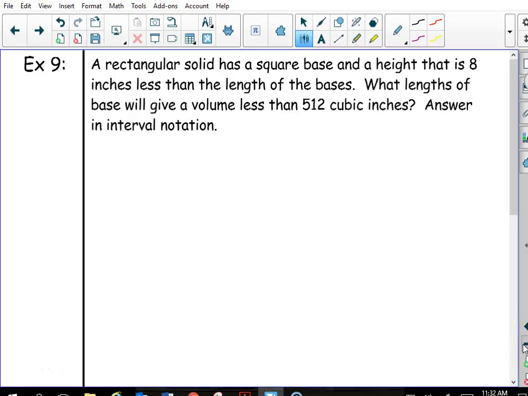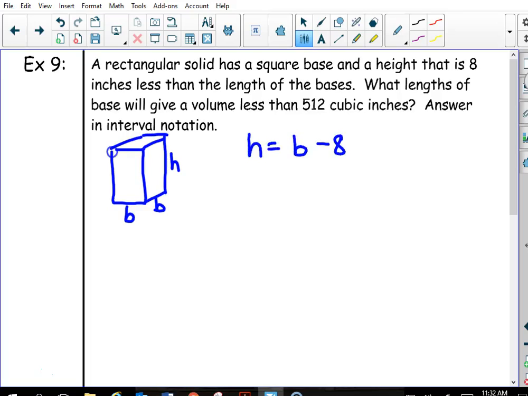Then we're going to end up with a couple of word problems, and this one's very similar to one that we've seen before. We've got a rectangular solid that has a square base and some height. And we're looking for what length the height is 8 inches less than the length of the base. So h equals base minus 8. And what lengths of base will give a volume less than 512 cubic inches?